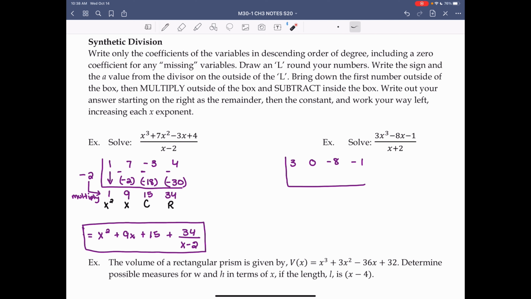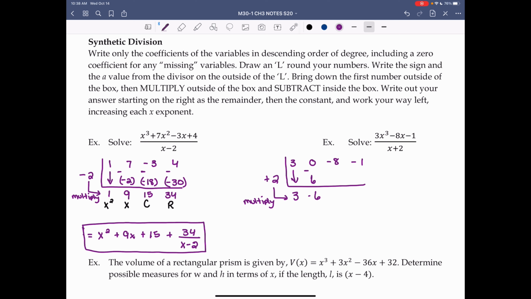Our divisor is x plus 2, so we take the sign and the a value, so plus 2, write that to the left of our L shape. We drop down our first coefficient, we multiply outside. Two times 3 is 6, and we subtract inside. 0 minus 6 is negative 6.